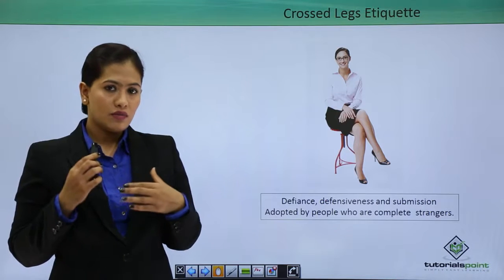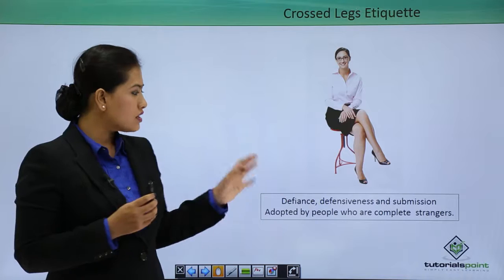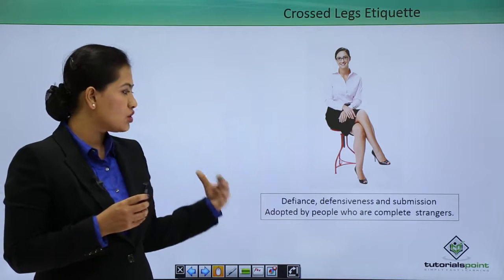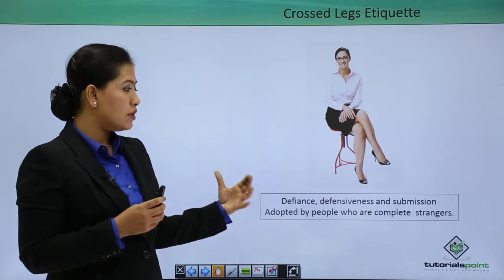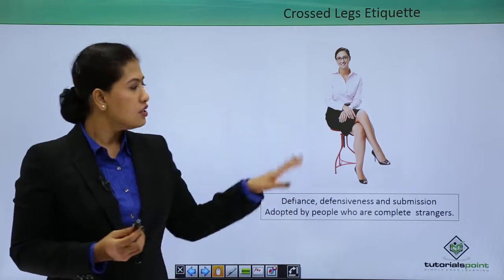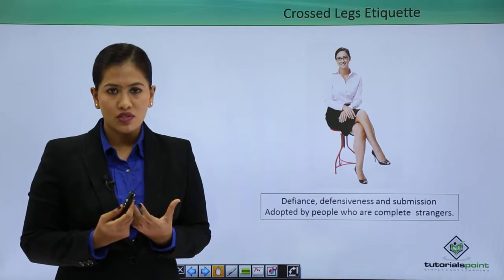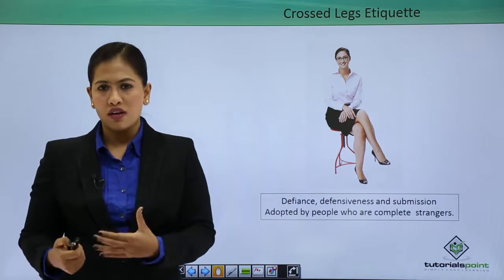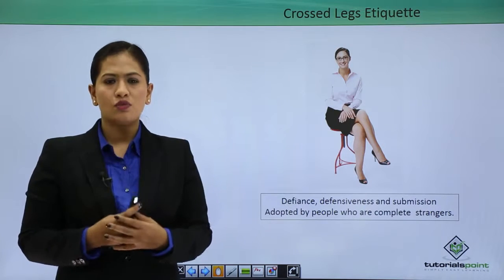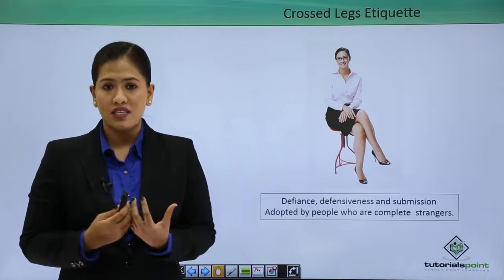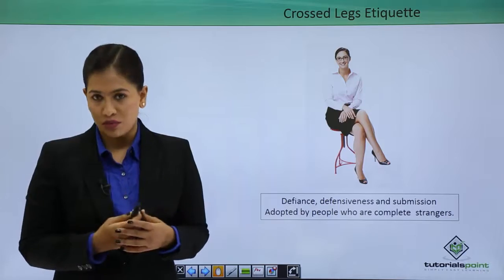So effective usage of leg etiquette talks in line with this definition, which talks about defensiveness, submission, and is adopted by people who are complete strangers to each other. So this is one of the body language types that we all naturally follow as women too, that I place one leg on the other leg, and I'm in conversation with the opposite person, or I'm just being seated in a group. So this talks of submission and being direct with the person.